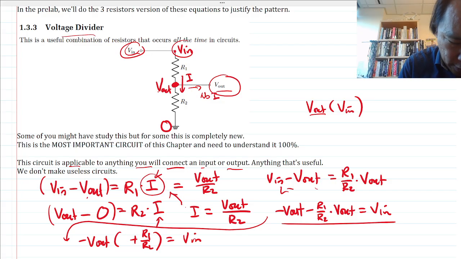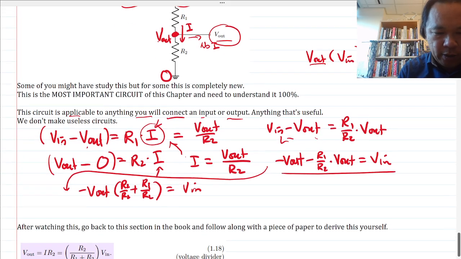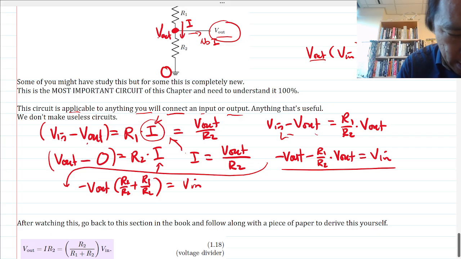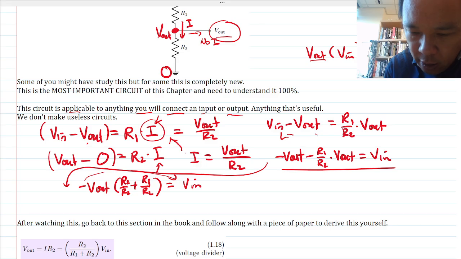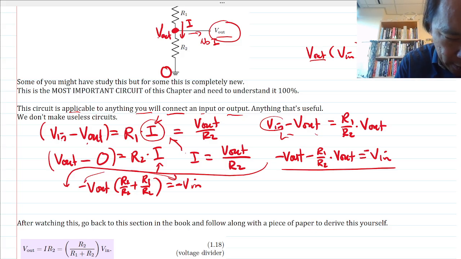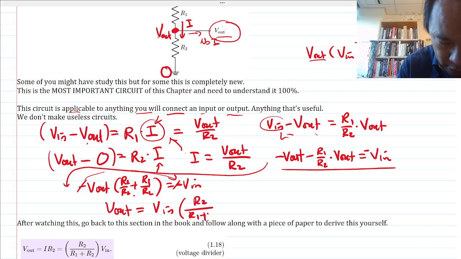If you want to add two fractions together, you have to have a common denominator, and the common denominator is R2, because R2 over R2 is 1. Then I multiply this negative 1 to the other side. When I move this V in over, I get a negative here also, so the negative 1 cancels out. If I solve this for V out, it's V in times, combining these two terms, R2 over R1 plus R2.